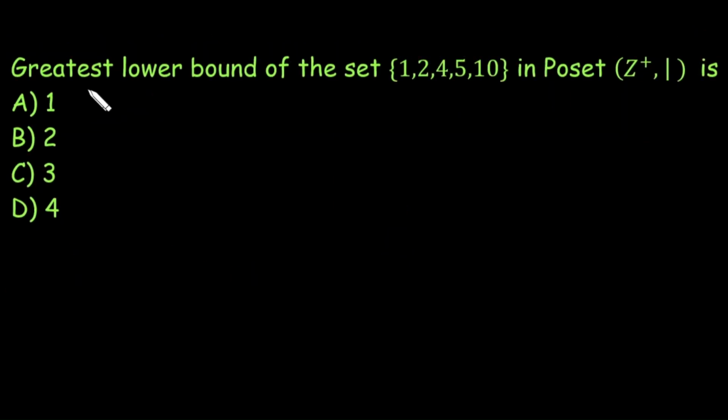Next question: what is the greatest lower bound of this set in this POSET? We first need to construct the Hasse diagram, and the relation is again the divides relation. Take the first element, 1. Does it divide everyone? Yes, so we place it at the bottom. Now 2: 1 divides 2? Yes, so its level is one higher than 1. Then 4: does 2 divide 4? Yes, so its level is one above 2.